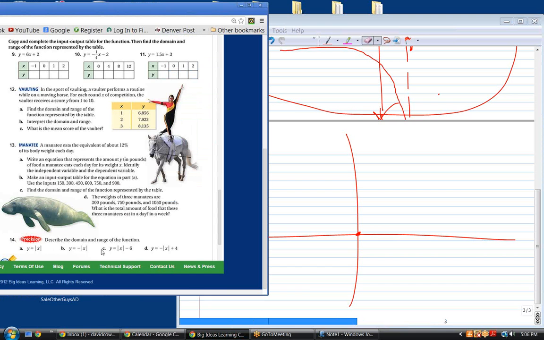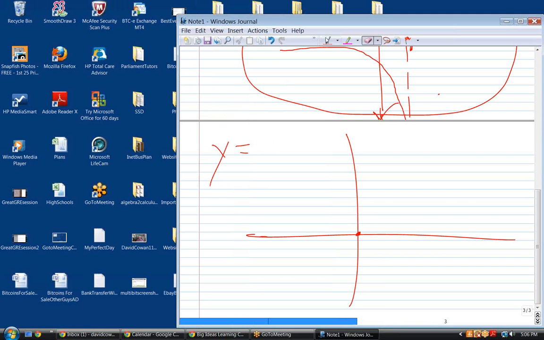Okay. And let's look at this other one here. How about y equals negative absolute value of x? And since you're not that familiar with absolute value, I'll graph that for you. That's what the graph is. What's the domain? So the domain of negative absolute value of x is anything. Good. What's the range?